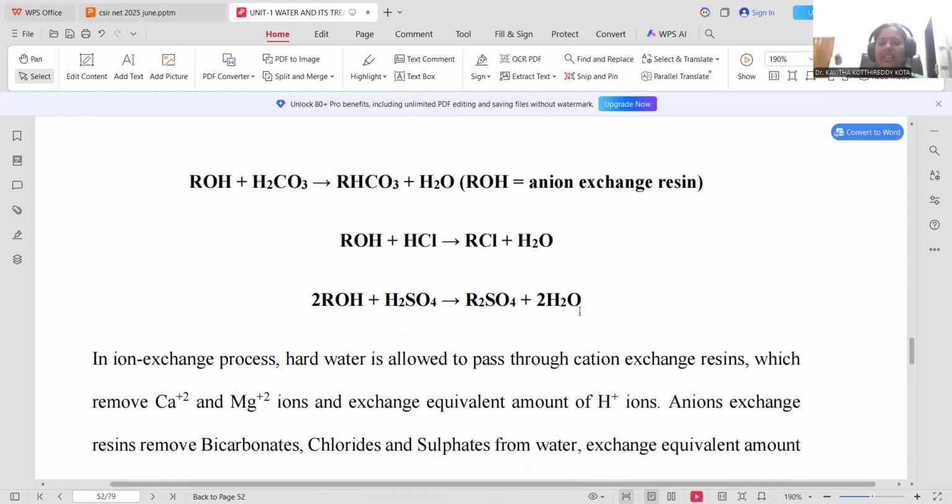Ultimately, water is freely released without any ions. Hence, the process is said to be demineralization.